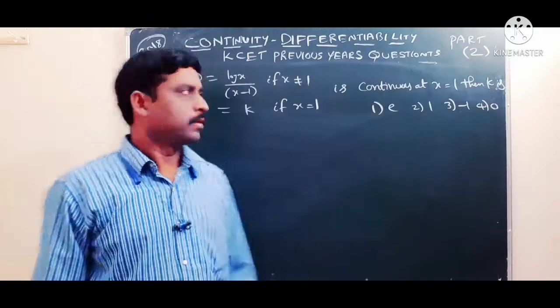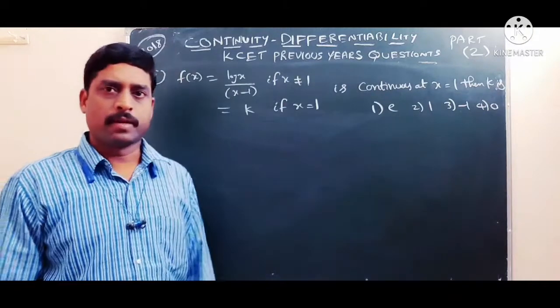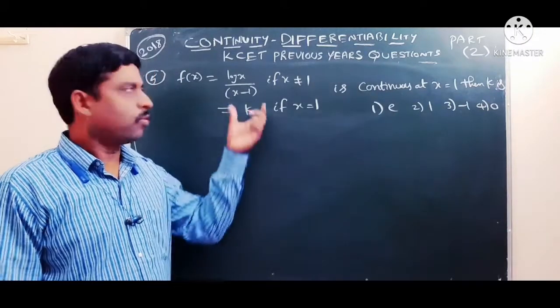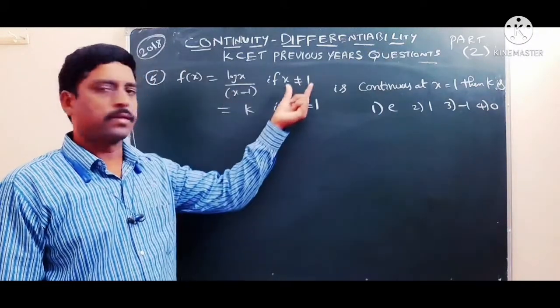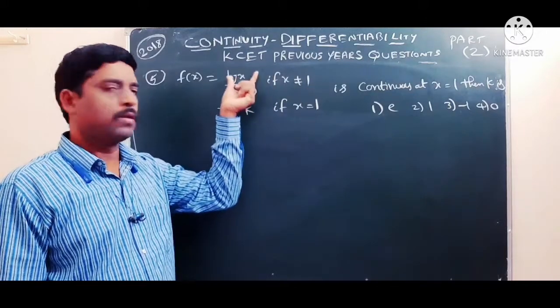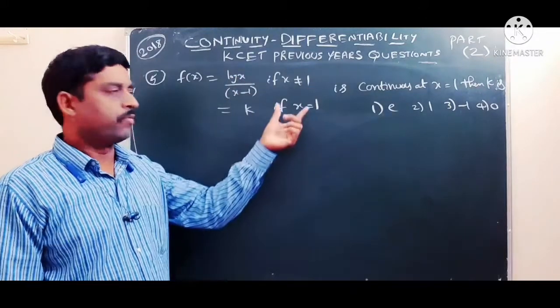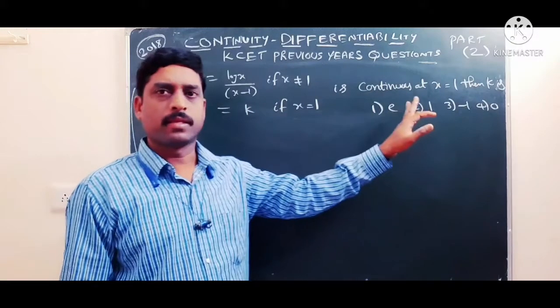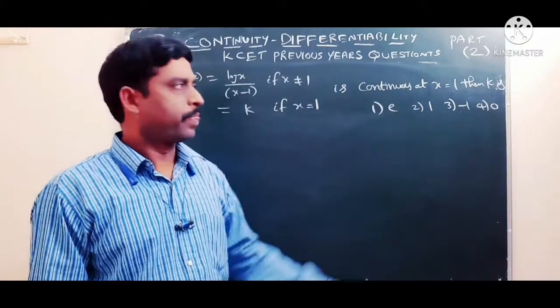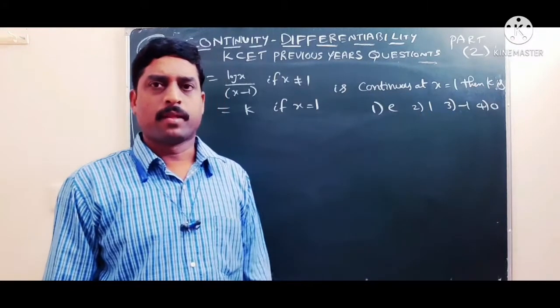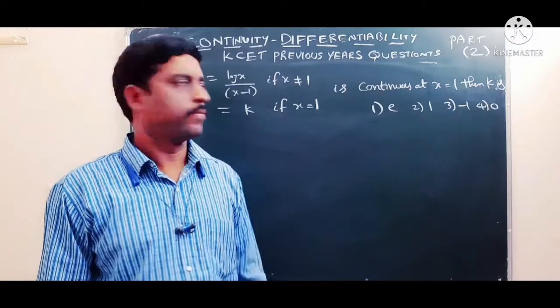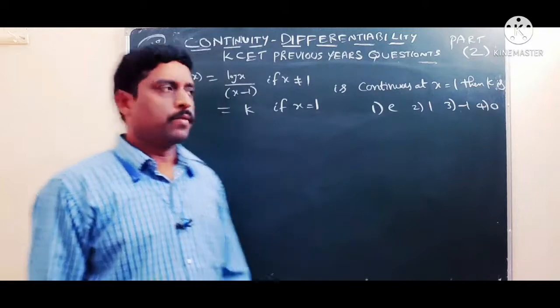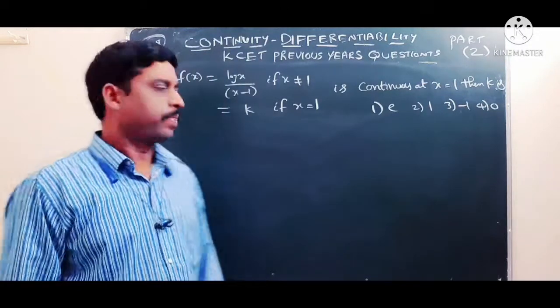Look at the next question. This is also a 2018 question. What is given? f of x values are given. If x is not equal to 1, f of x is log x by x minus 1. If x is equal to 1, f of x is k, where f of x is continuous at x equal to 1. Then we have to find the value of k. Options are given. What is the continuity definition?